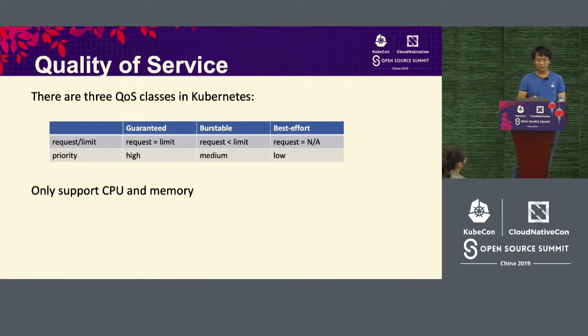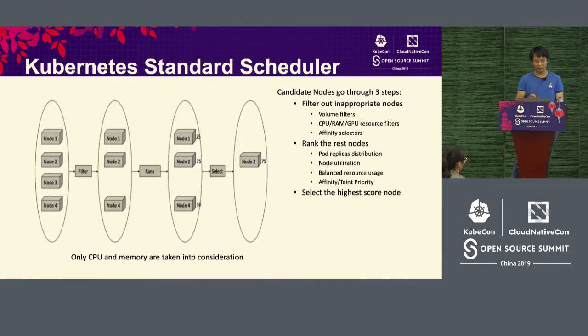And the second class is Burstable. That means you have already filled in the request and limit. However, your request is smaller than the limit, so your resource will not go beyond the limit. And the last type is Best Effort. That means you didn't fill in any request, so it can only guarantee the residual resources that are deployed. And for quality of service, in standard Kubernetes, QoS only considers CPU and memory.